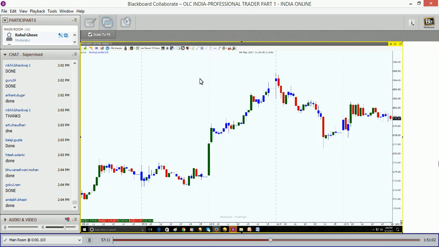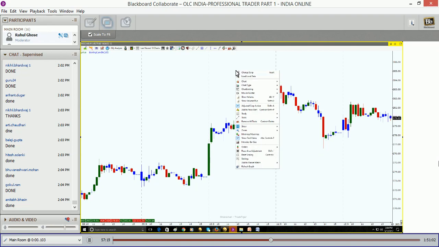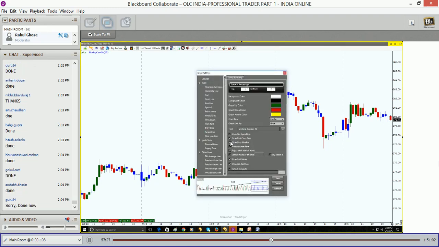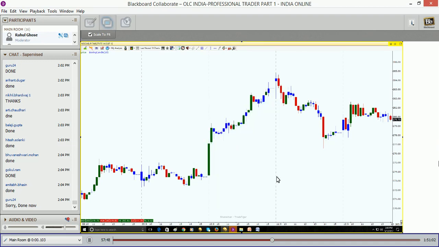Friends, just do one thing. Just turn your attention to my screen, friends, just for a second. Right click, go to settings, and see that show post close data, adjust with market hours, and limited number of ticks on chart are check marked. I'll repeat: post close data, adjust with market hours, and limited number of ticks on chart. If not, click on save and refresh your chart.